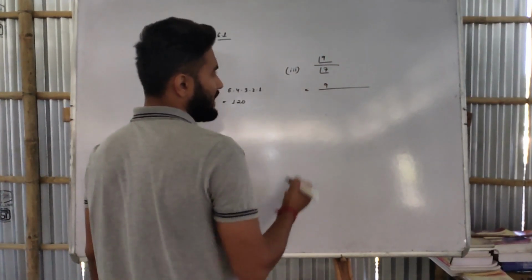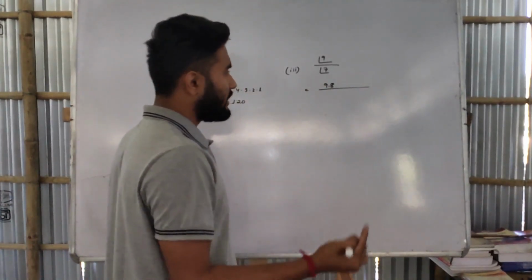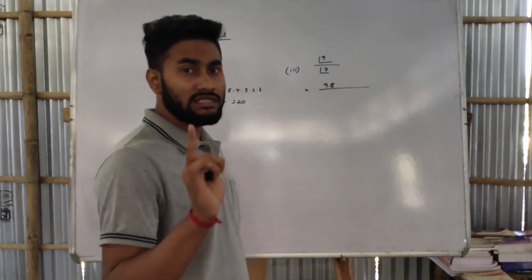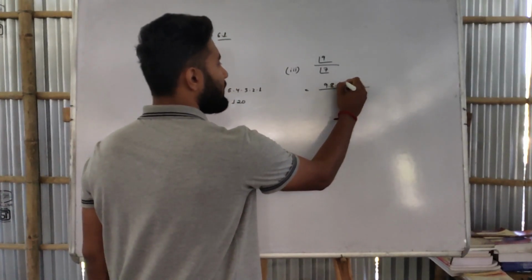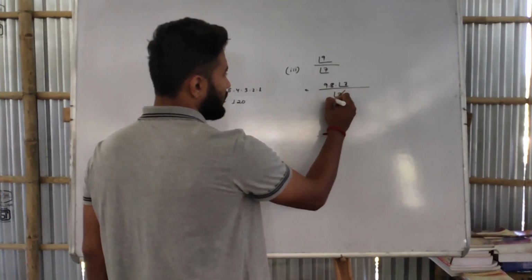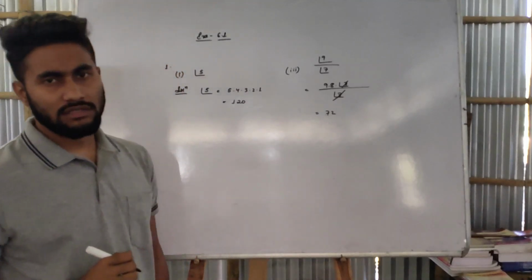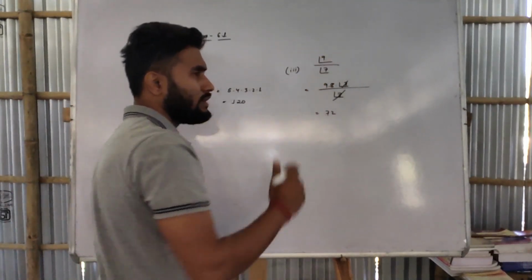Factorial 9, if I open, it will be 9, then it will be 8, then it will be 7, 6, 5, 4, 3, 2, 1. And 7, 6, 5, 4, 3, 2, 1 is nothing but what? Factorial 7. So divided by factorial 7, factorial 7 cancels. 9 times 8 is 72. 72 is the answer.